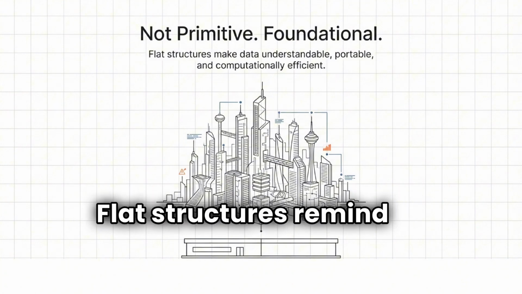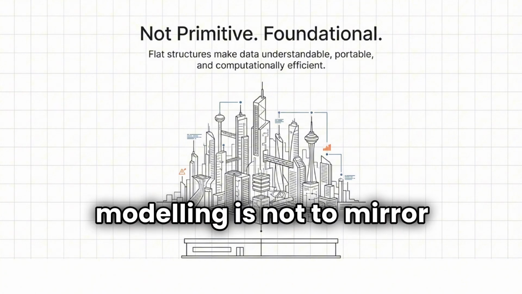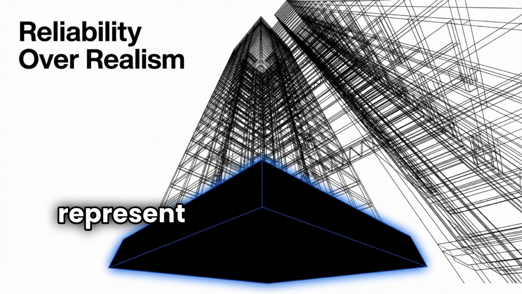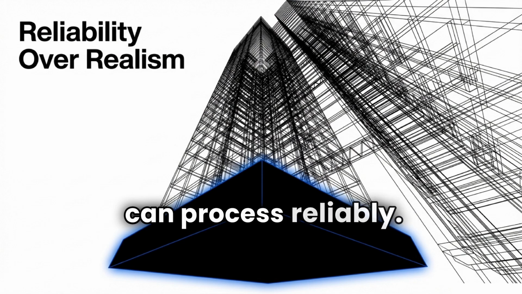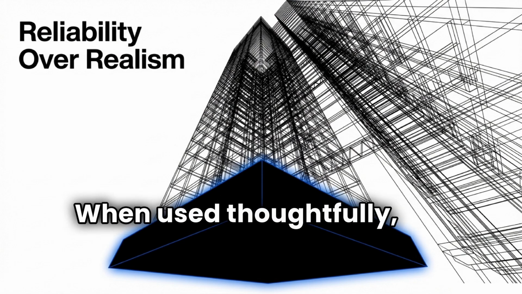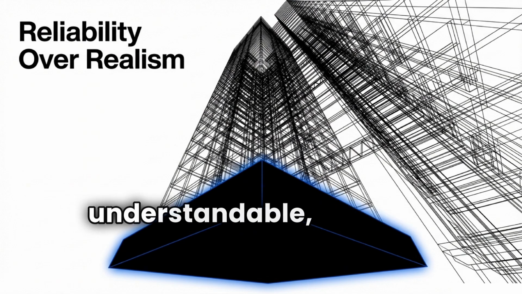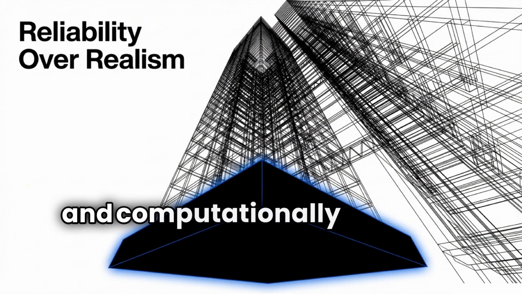Flat structures remind us that the goal of data modeling is not to mirror reality perfectly, but to represent it in ways computers can process reliably. When used thoughtfully, flat structures make data understandable, portable, and computationally efficient.